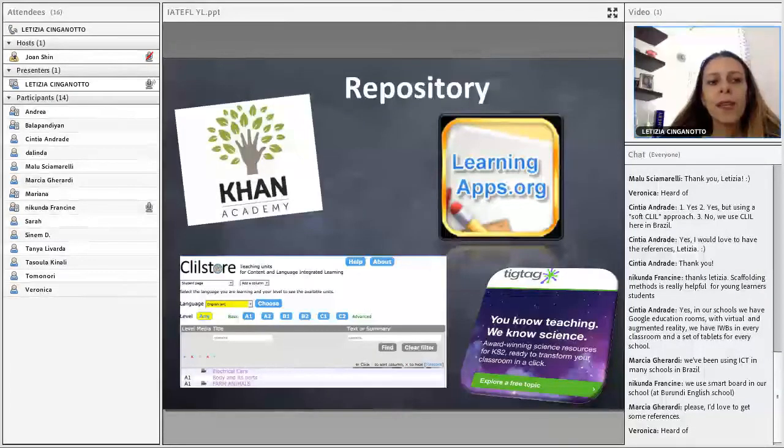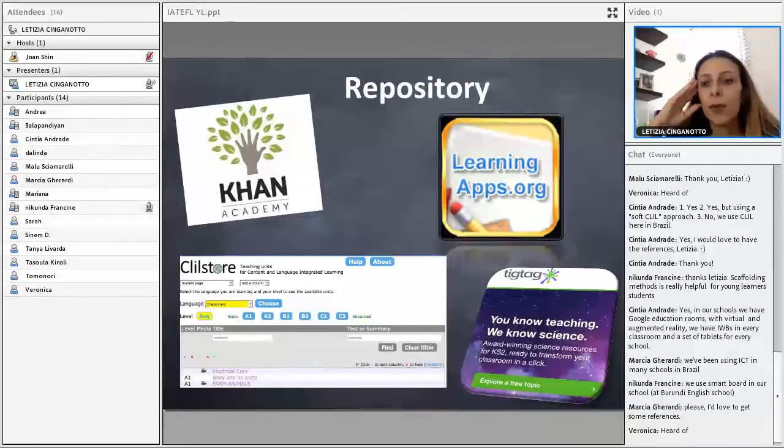So with CLIL, you can use a lot of repositories, and you can build up. And as I said, if you want, I can give you all the links to these repositories, where you can find a lot of lessons, materials on different topics. In some cases, also different languages.